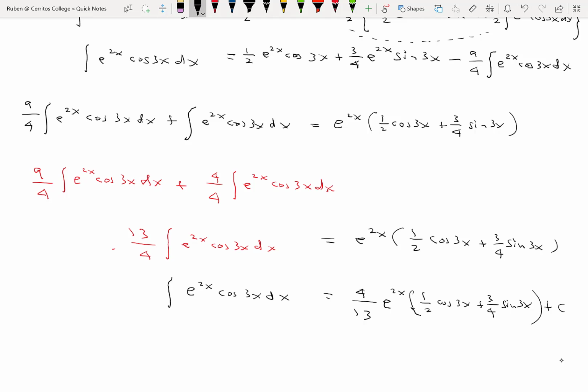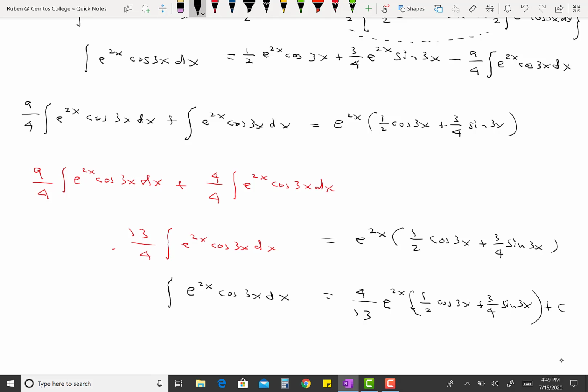And this little trick happens maybe 1 out of every 10 integrals. We need to do this little trick of getting the same integral on both sides and then isolating the integral. And that brings us to the end of this section. It was a relatively short section.